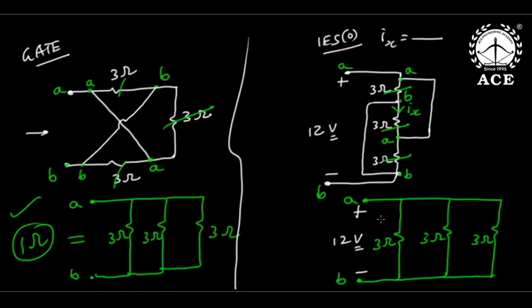Now in a sync, current enters first, not 12 by 3. This is 4 amperes. This is also parallel, 12 by 3, 4 amperes. This is also 12 by 3, 4 amperes.